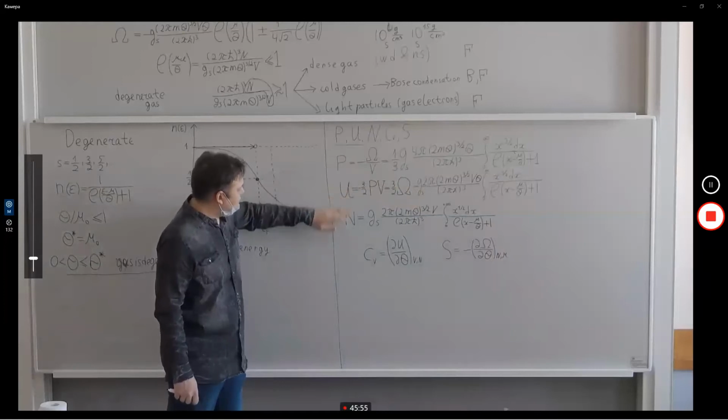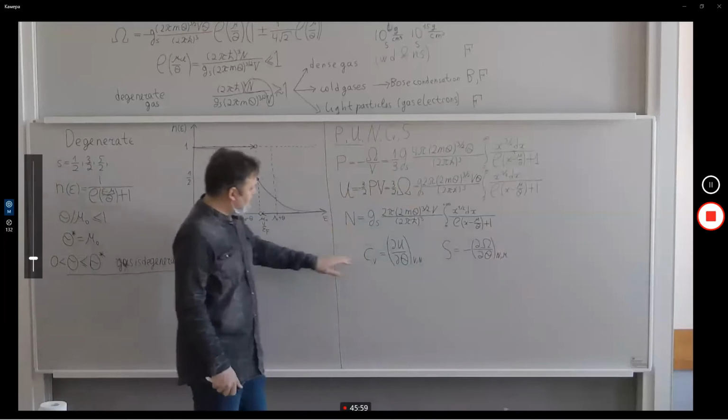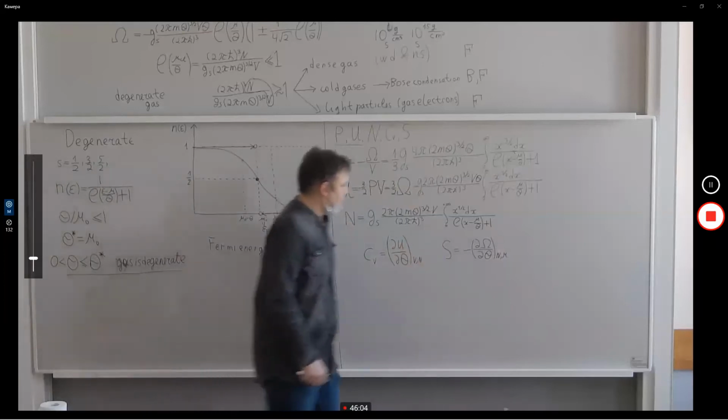So if we find P, U, and N, we will find heat capacity and entropy. It's not a problem.